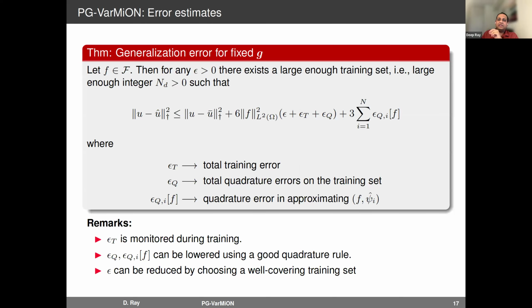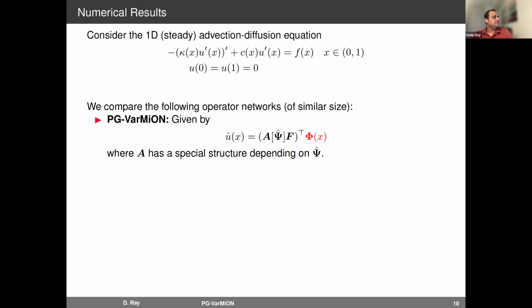But of course, in practice, we won't do any of that. We will sample it independently and randomly from a distribution of the form that I'll show you. Okay, so we will look at a few methods to compare. First, of course, is our PG-VarMiON.